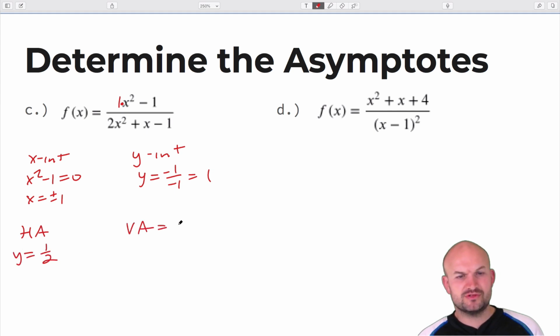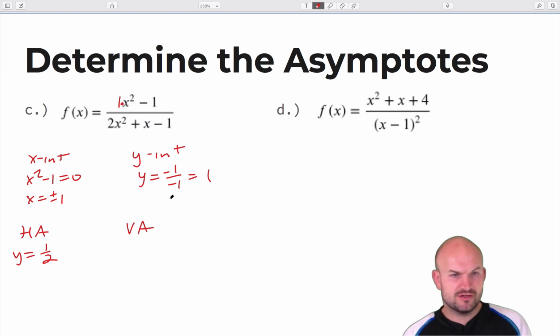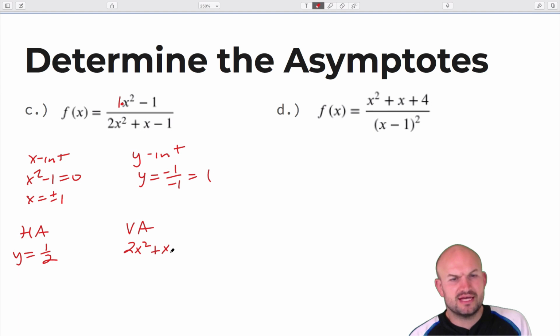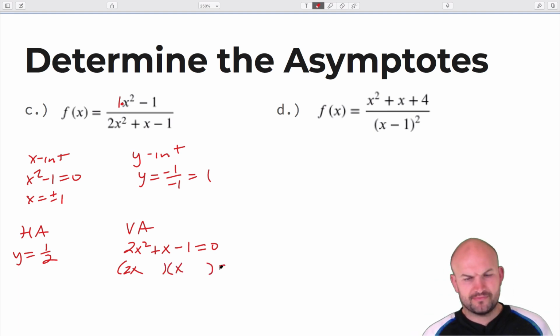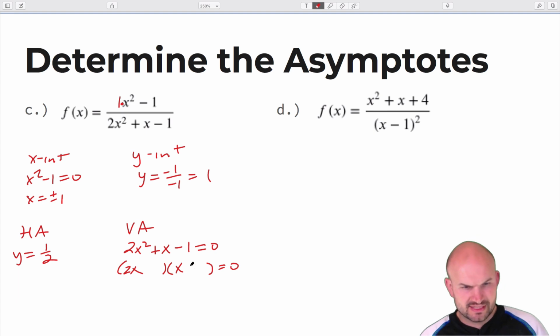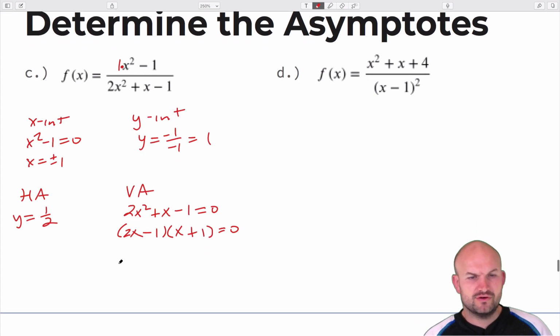And the vertical asymptote, hopefully it is going to be factorable, is going to be 2x squared plus x minus 1 equals 0. So therefore we have 2x times x equals 0. So let's see, we need to get to -1. So that's going to be +1 and -1. So therefore I can go and solve. x is equal to 1/2 and x equals -1.